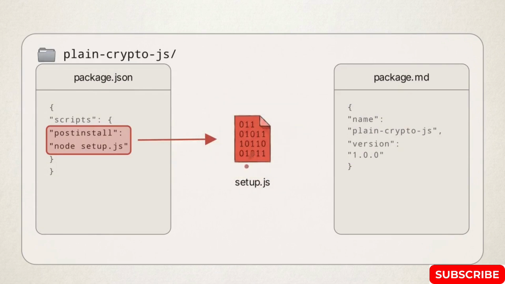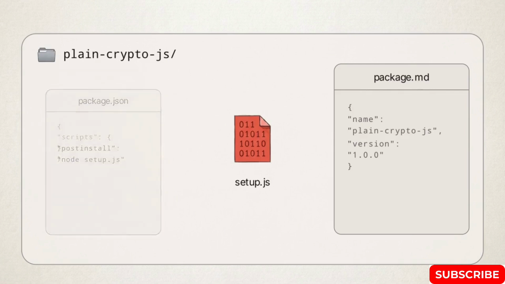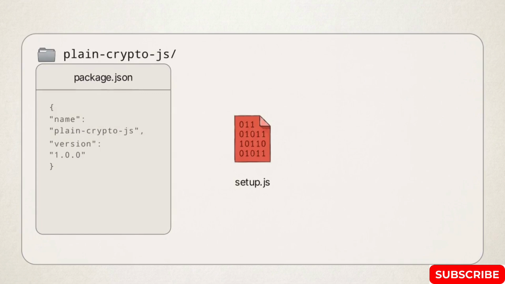Once the payload drops, the malware initiates a forensic cleanup. First, the dropper deletes its own post-install script from the directory. Next, it removes the original package.json manifest, eliminating the malicious hook that triggered the download. Finally, it renames a dormant package.md to package.json. This file contains a clean manifest, effectively replacing the evidence.